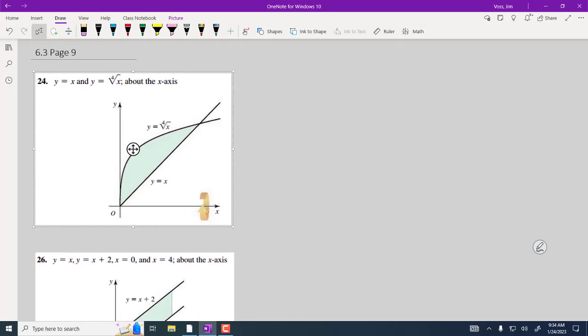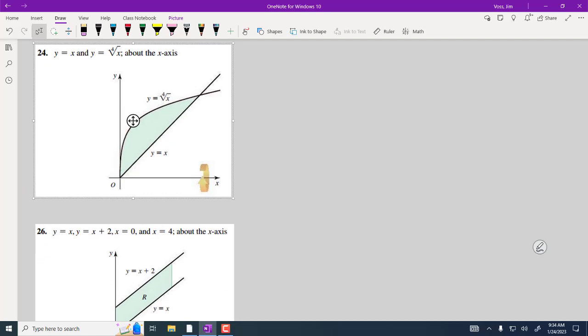Okay, so let's try one. So we have these two curves here, and we are told that we're going to rotate that region that's trapped or bounded by those two curves. We're going to rotate it around the x-axis, creating some weird shape. And we want to find the volume of that weird solid of revolution. We're going to call them solids of revolution.